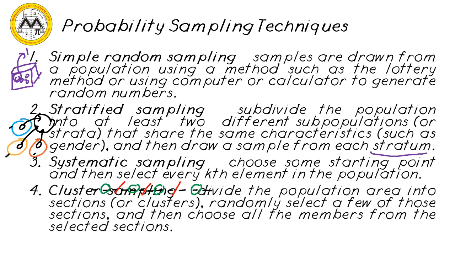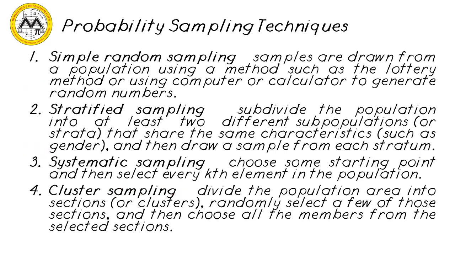Next is the cluster sampling. Let me erase this first. Cluster sampling divides the population area into sections or clusters, and so you have different clusters. So cluster 1, cluster 2, cluster 3, and cluster 4.